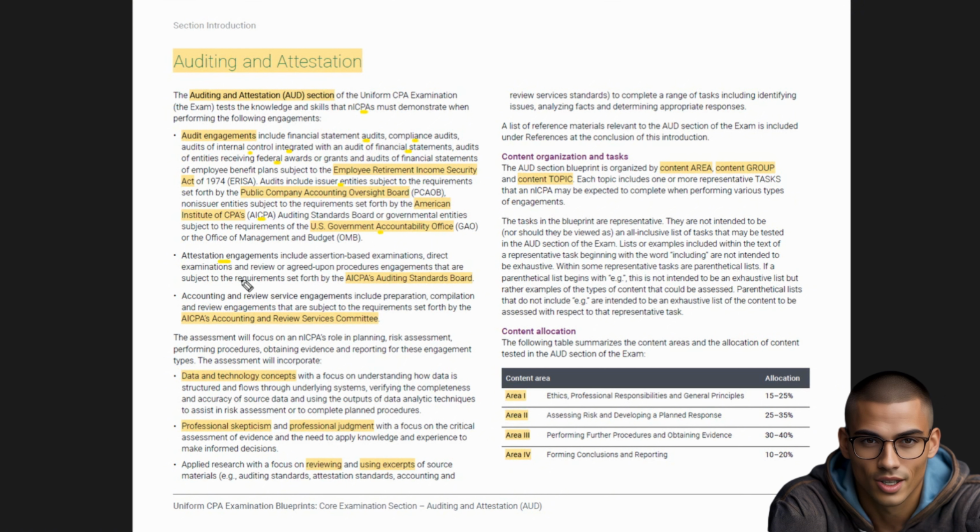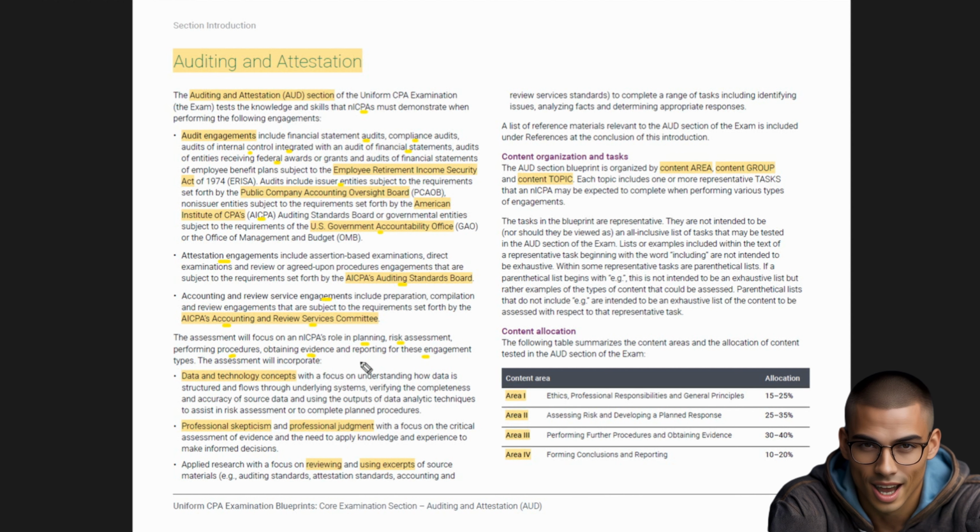Attestation engagements, which are subject to the requirements set forth by the AICPA Auditing Standards Board, and accounting and review service engagements, which are set forth by the AICPA Accounting and Review Services Committee. The auditing and attestation exam will assess a candidate's abilities when it comes to roles such as planning, risk assessment, performing procedures, obtaining evidence, and reporting for various types of engagements.